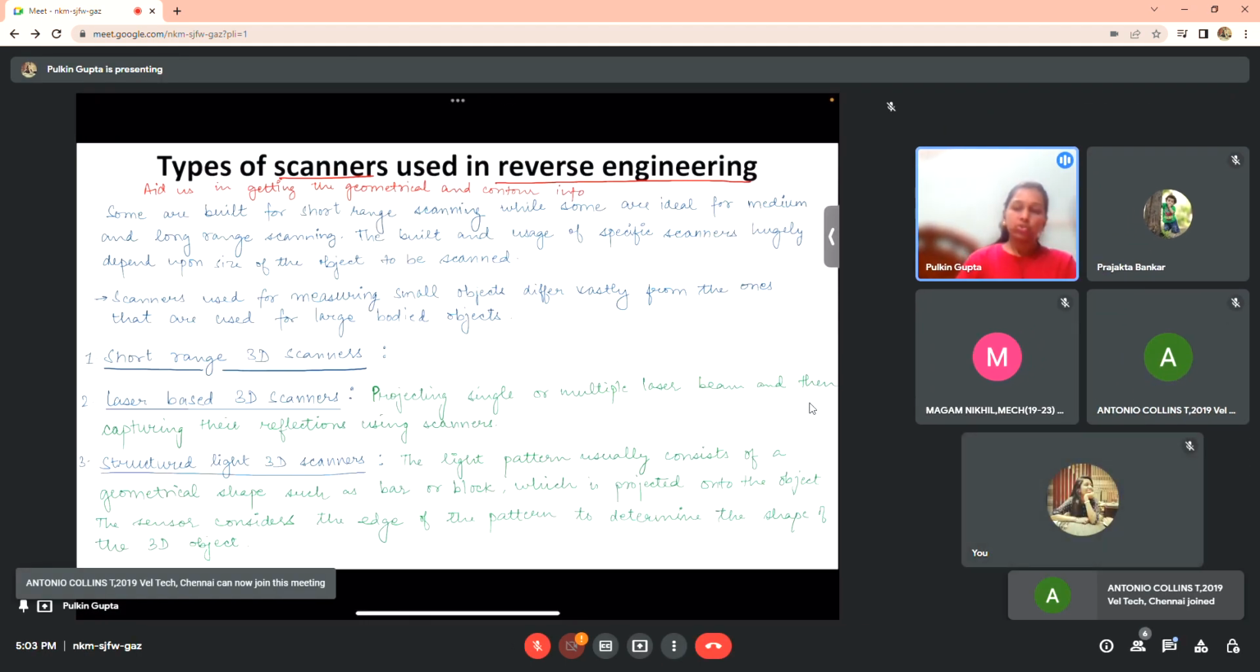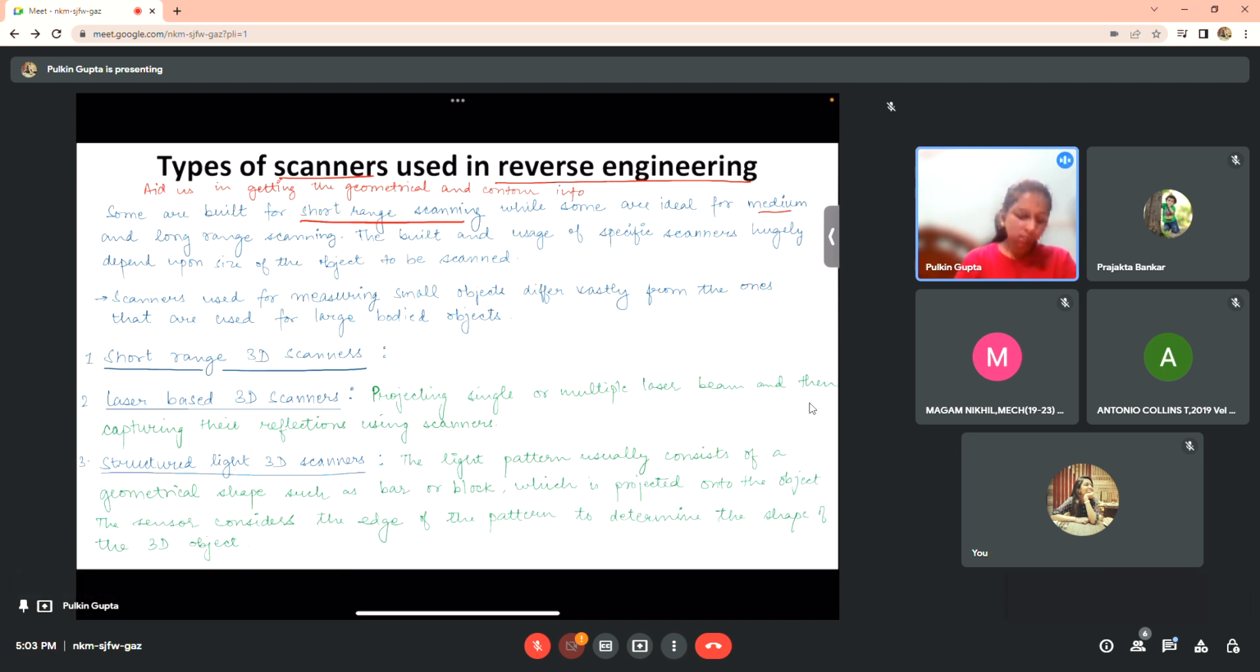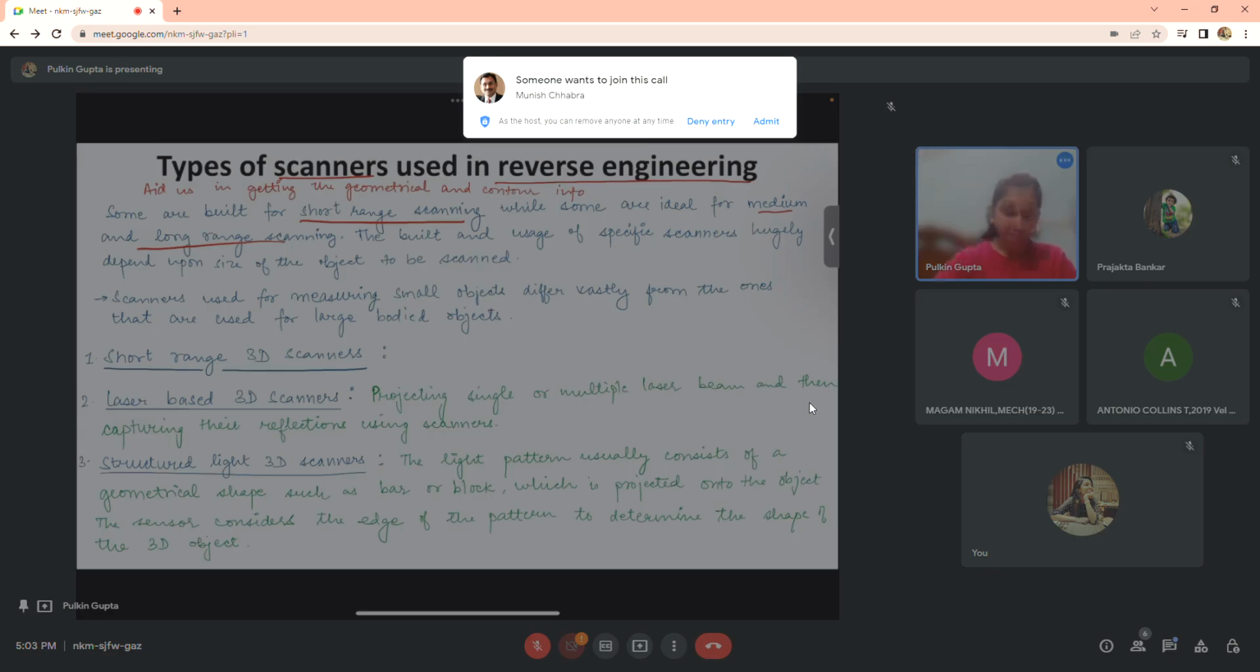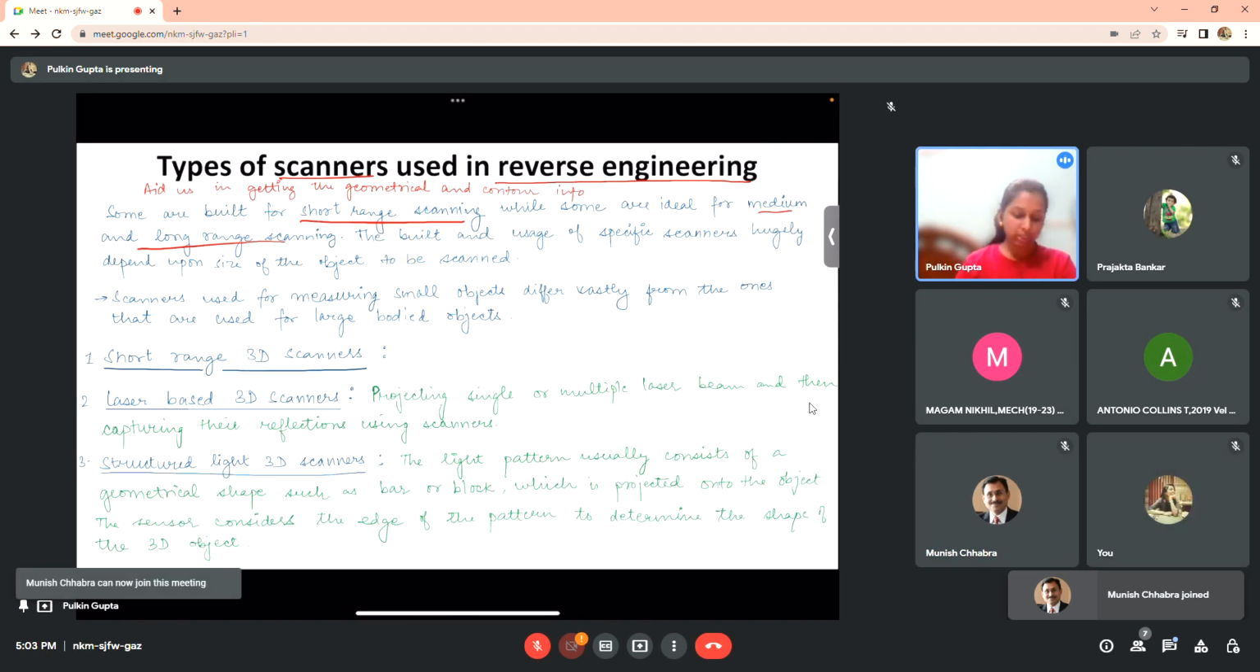Some of them are built for short range scanning, while some are ideal for medium or long range scanning, depending upon the size of the objects. If the object is really small, then short range scanning will do. But if the object is large, such as any building or ship, then you need medium to long range scanners. So the build and usage of specific scanners usually depend on the size of the object to be scanned.